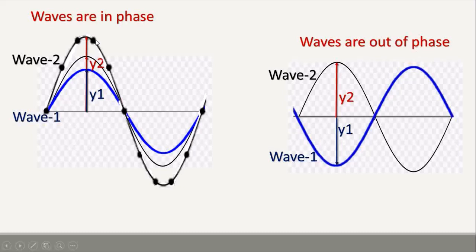In the first example they are in phase, in the second example they are out of phase. Since they are out of phase, the two displacements are opposite in direction. I mean one is in the downward direction, another is in the upward direction. So one is positive, another is negative, and they cancel each other, giving rise to zero displacement. So this is what the superposition principle says, and these are the two best examples.